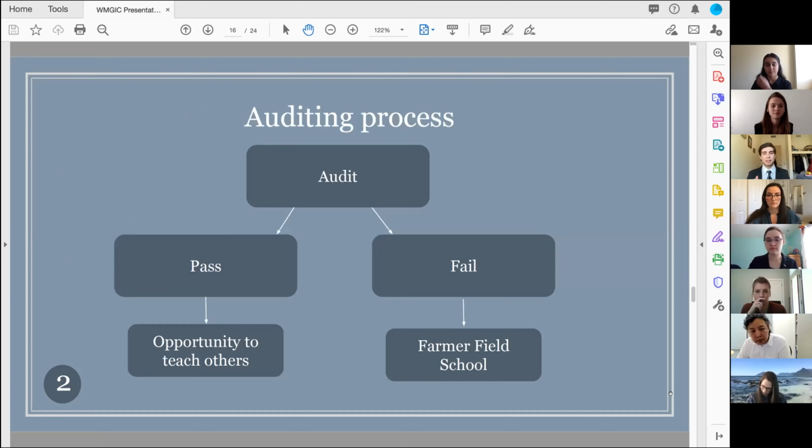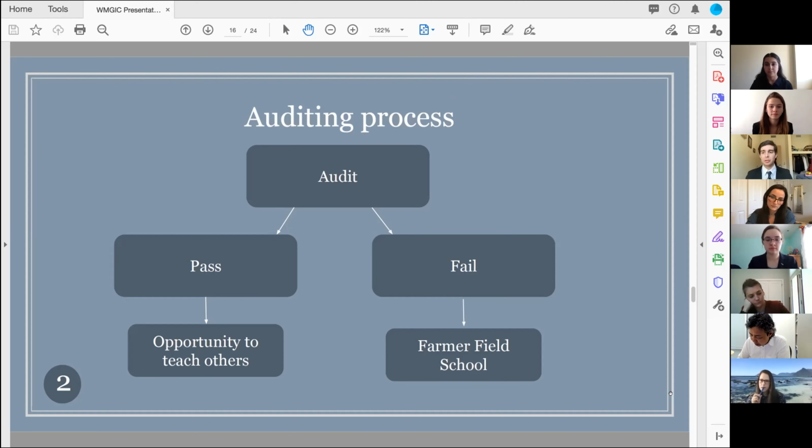And so here's what the auditing process will look like. If a large corporation fails the audit, they will have to pay a fine. But if a small farmer fails the audit, we will give them education. And we'll talk a little bit more about that in our next slide. And if someone passes the audit, then they'll have the opportunity to teach others at that farmer field school.